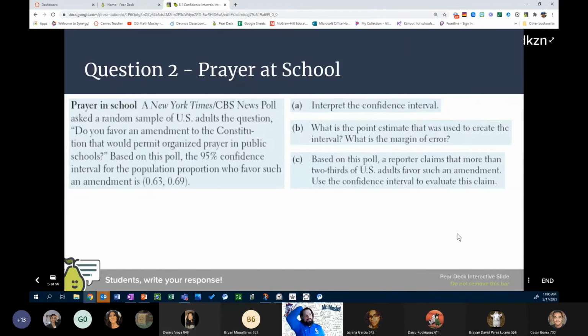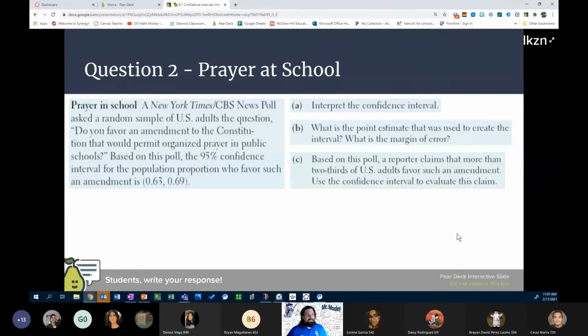Our next question here, prayer at school. And this is a multiple part question. A New York Times CBS News poll asked a random sample of US adults the question, do you favor an amendment to the Constitution that would permit organized prayer in public schools? Based on this poll, the 95% confidence interval for the population proportion who favor such an amendment is 0.63 to 0.69. So that's the interval. The lower bound is 0.63, the upper bound is 0.69 of the 95% confidence interval.